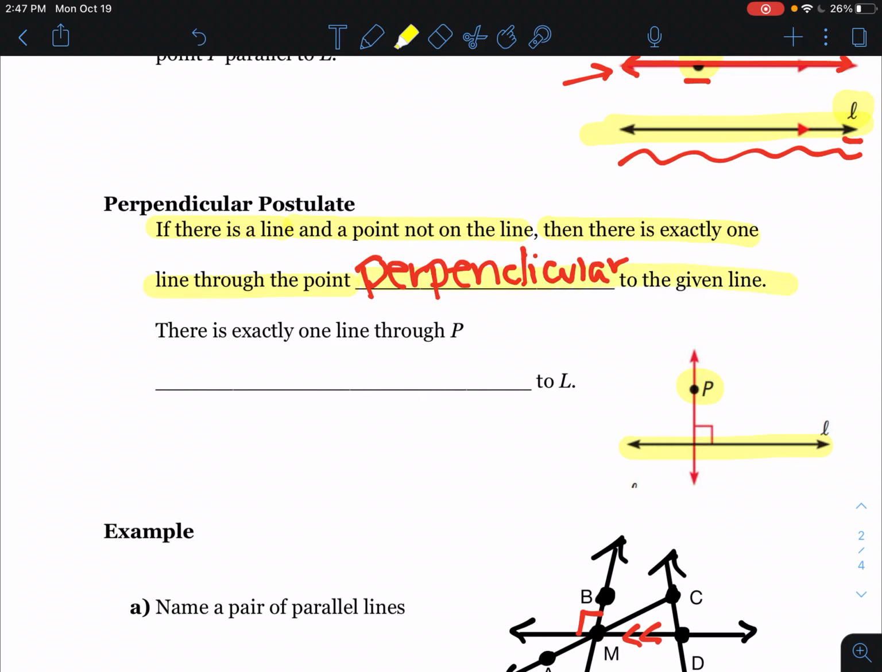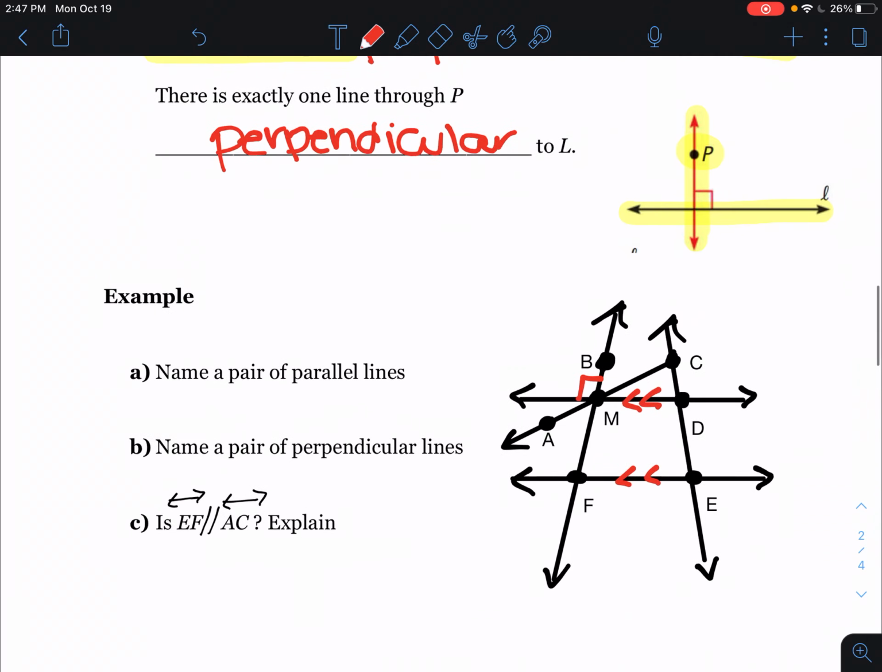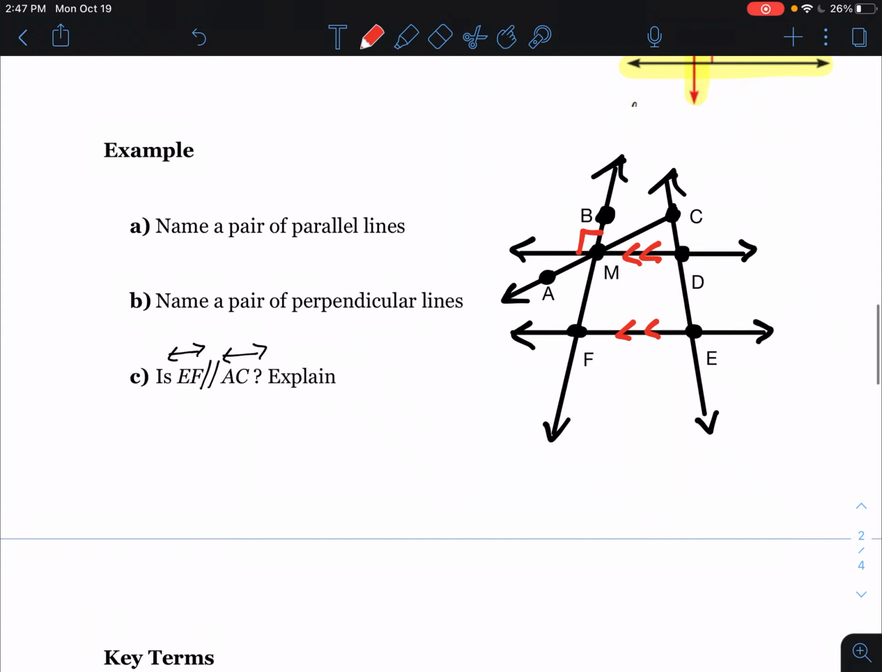So that means if I ask you to draw a line perpendicular to L that goes through point P, you only have one option. There's only one way to draw that. So there's exactly one line through P perpendicular to L. All right, let's work on an example. Here's a diagram that I drew.